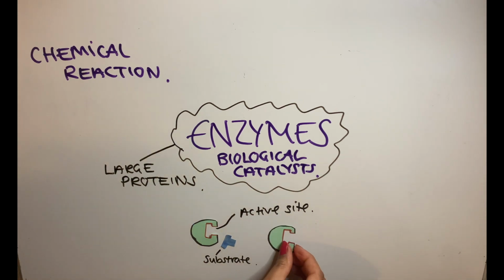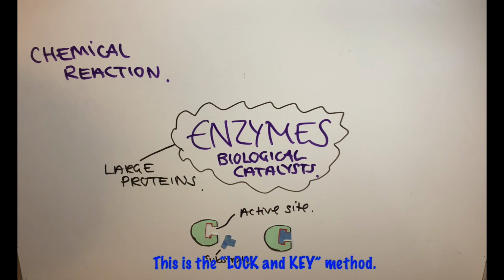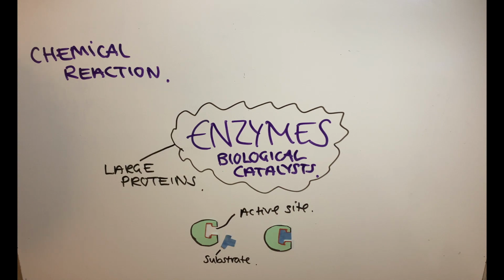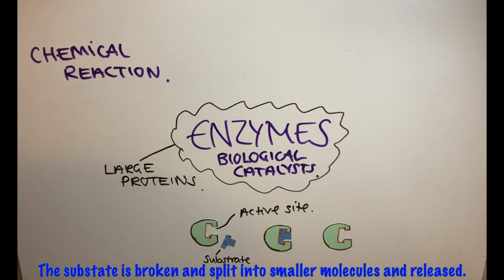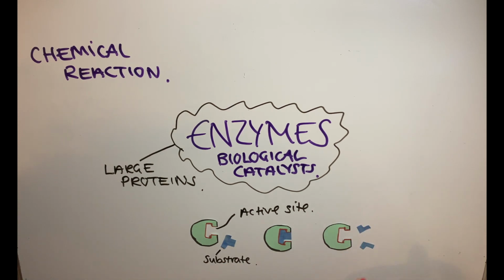So the enzyme would have the substrate fit into it like this, because we've got the matching substrate fitting onto the active site. And this is called the lock and key method. And when this happens, the enzyme will then start working and it will break down the substrate, which is then released. So the substrate gets broken down and is released.